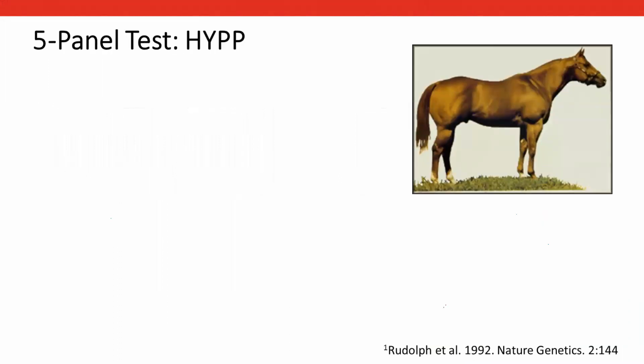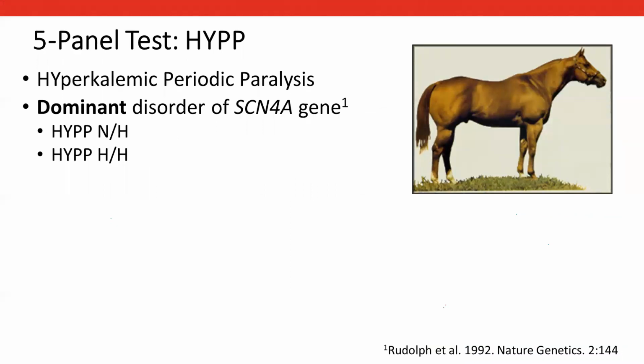So HYPP is probably the most well-known genetic disease in quarter horses. HYPP stands for hyperkalemic periodic paralysis. This is a dominant disorder of the gene SCN4A. Because it's dominant, if your horse is a heterozygote, has one copy of the disease allele, which they denote as an H, or two copies, it is going to have symptoms of this disease.